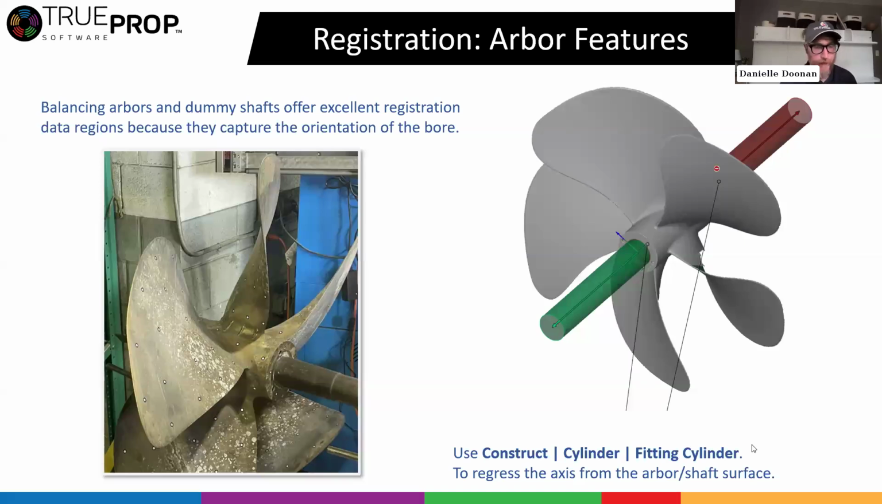The nice thing about that is it gives you a big long shaft coming out of each end that you can use to fit a cylinder, and again capture that bore direction. So here you can use the construct cylinder, fitting cylinder, and grab the surface of this mandrel or dummy shaft or arbor, whatever you want to call it. Again, it's almost as good as using the bore itself. In fact, I think that's probably even better than the bore itself because you get a long span that you can really get a confident regression in.